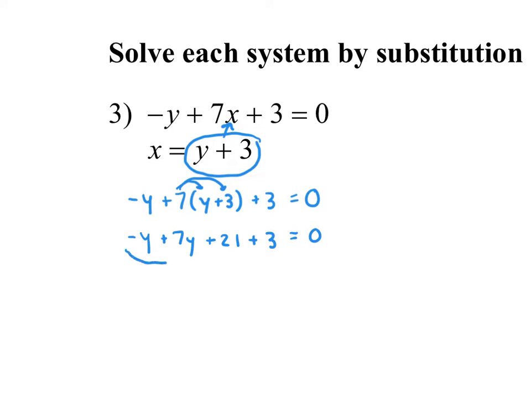Combine like terms. So we have -y plus 7y. What would this give us when we combine the y's? 6y. And then we have 21 plus 3, what would that be? 24. 24 is equal to 0. What do we need to do next to solve for y? Subtract 24. Perfect. We need to move that 24 to the other side because our goal is to get y all by itself. So we have 6y, we subtract 24, so it cancels out. So 6y is equal to negative 24.